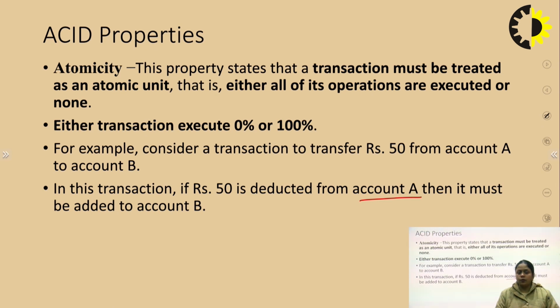So if we want to transfer 50 rupees from account A to account B, and the 50 rupees is deducted from account A, then it should be added into account B. So the transaction should be completely finished. It should not be partially completed, or it should be 0% completed. So atomicity means the transaction should be executed 0% or 100%. There is no chance of 50% or 30% completion of the transaction. So we have to complete the transaction fully, or complete none of it.